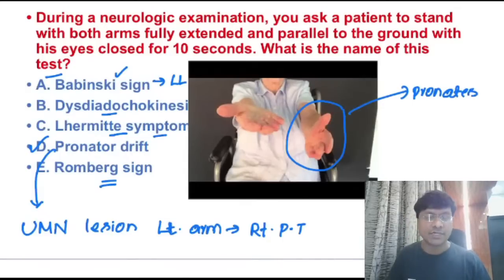Then the next important one is Romberg sign. Romberg sign is positive in case of cerebellar lesions.